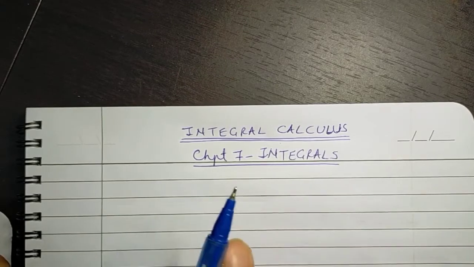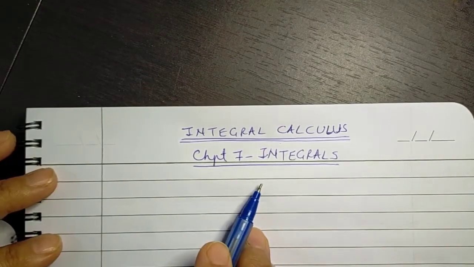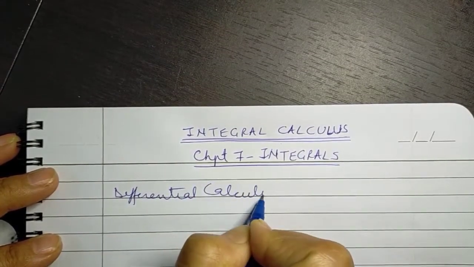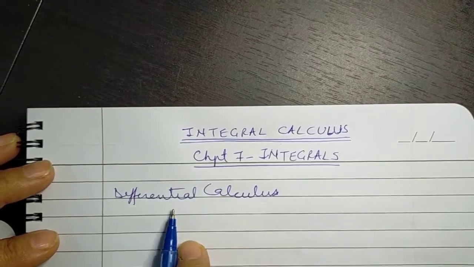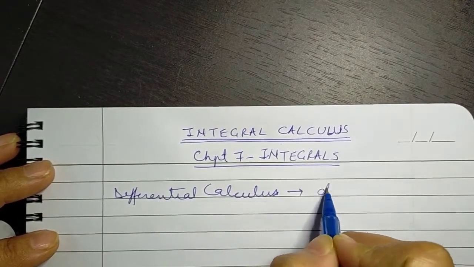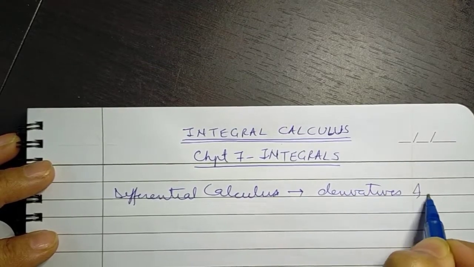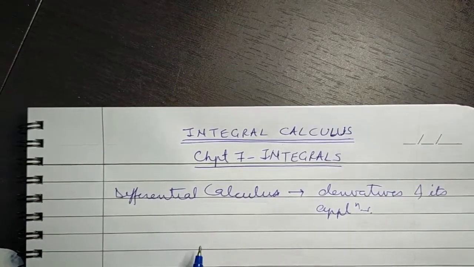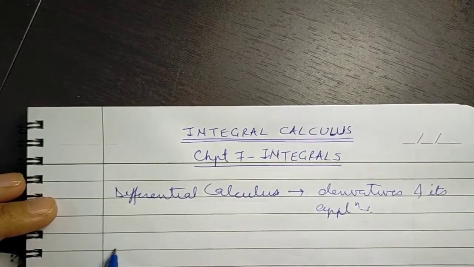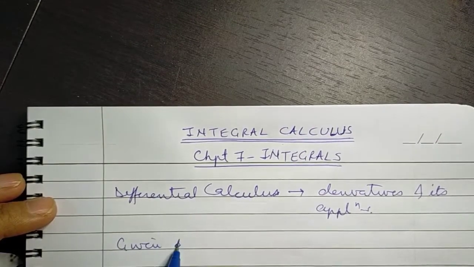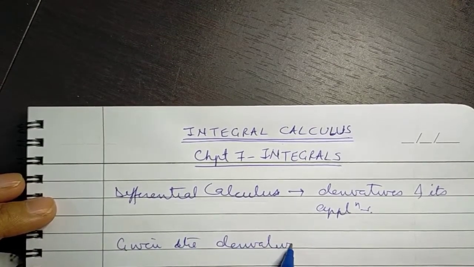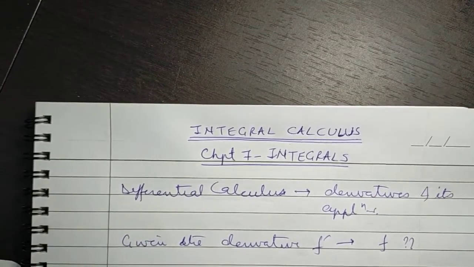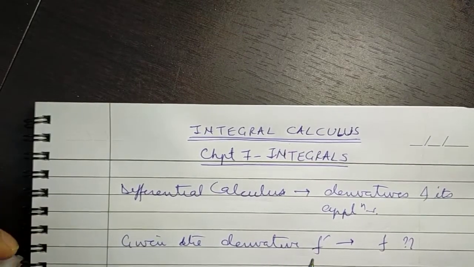Now earlier in chapters 5 and 6 we have studied the concept of differential calculus. And you all are aware that differential calculus is centered on finding the derivatives and its applications. Now, a natural question which arises in our minds is that if we are given the derivative f dash, can we find the function f from which the derivative has been derived?